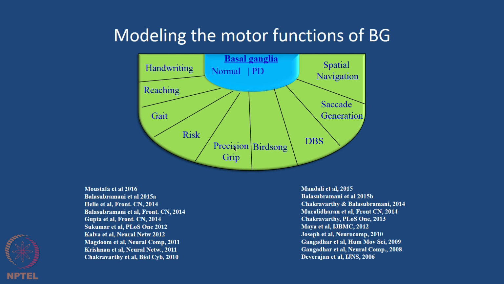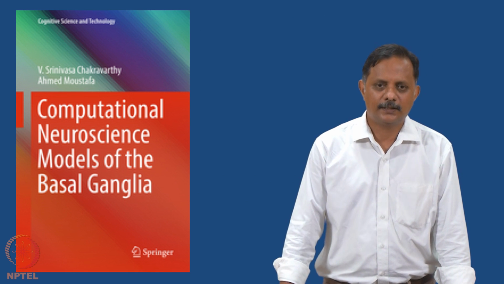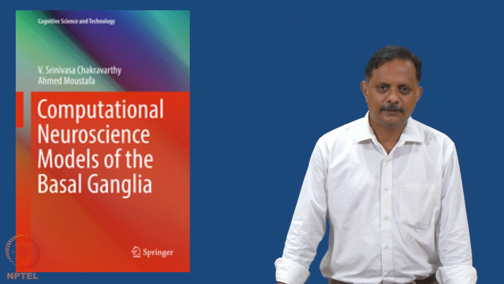Then deep brain stimulation, which is used as a last resort treatment for Parkinson's. Then saccade generation, that is how do we produce these rapid eye movements called saccades, and these movements are affected in certain Parkinson's patients. So then spatial navigation and so on. So all these diverse functions of basal ganglia we are able to model using a single modeling approach, and all this effort has resulted in a book recently.